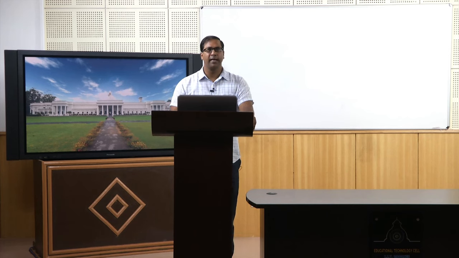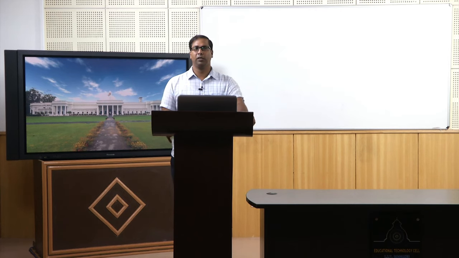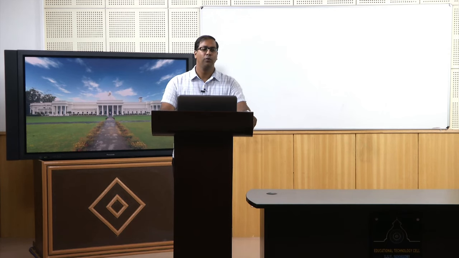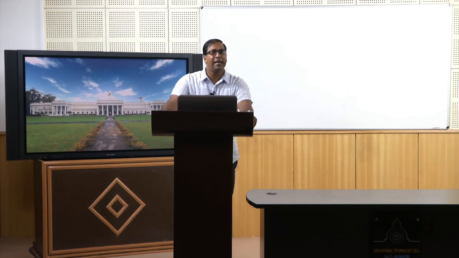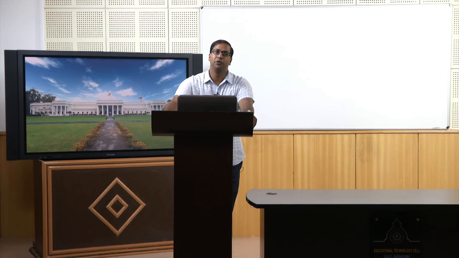Then we come to the period of normal science. For Thomas Kuhn, normal science is done within a paradigm. Once a paradigm becomes the dominant paradigm and a community of practitioners, a scientific community, accepts it as the dominant scientific paradigm, then begins the period of normal science, which essentially refers to the relatively routine day-to-day work of scientists working within a paradigm. It's the routine work of scientists who work within the paradigm.